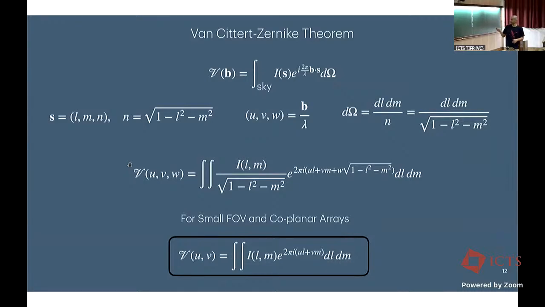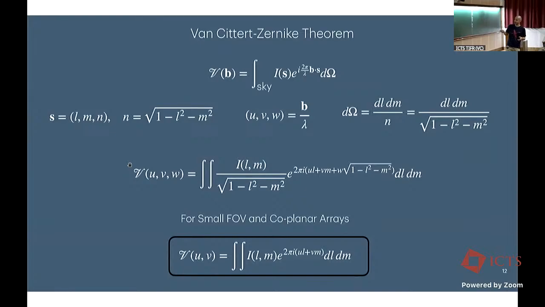In this particular case, we can get rid of the W term, right? Because the distance to the source doesn't really matter. So W, we just ignore it because it's the same for all. For small field of view coplanar arrays, we ignore the W term, and then we arrive at this Franz-Bhattacharyya theorem, which is our visibility function, which is nothing else than the intensity distribution of the source in terms of L and M, and this phase term here.